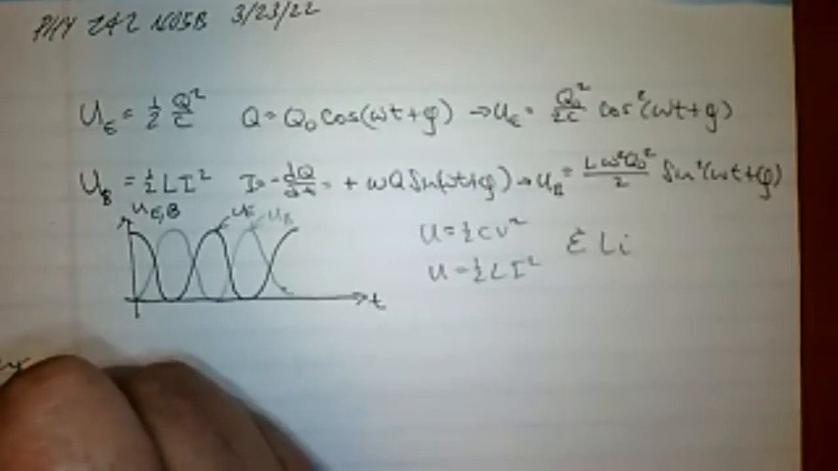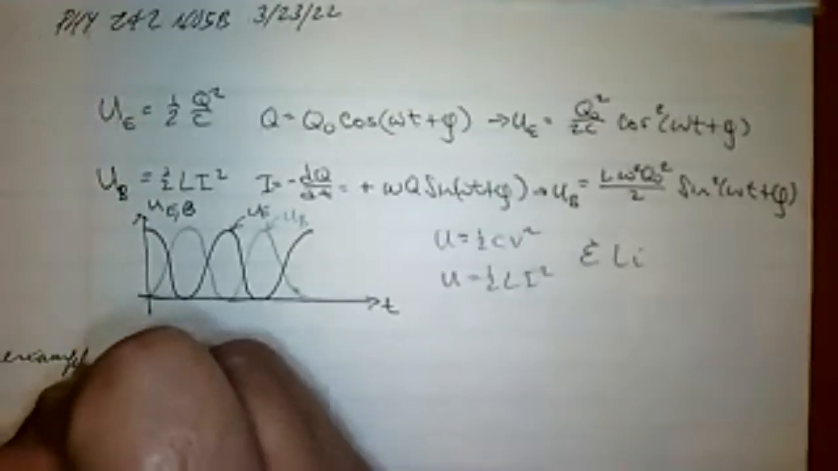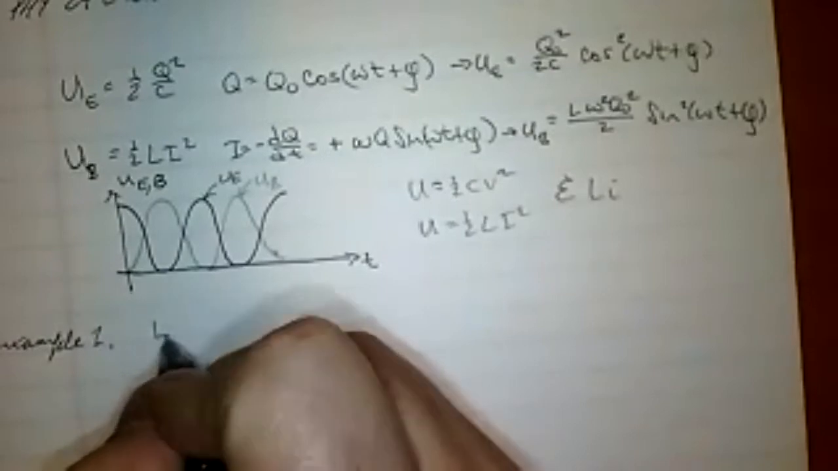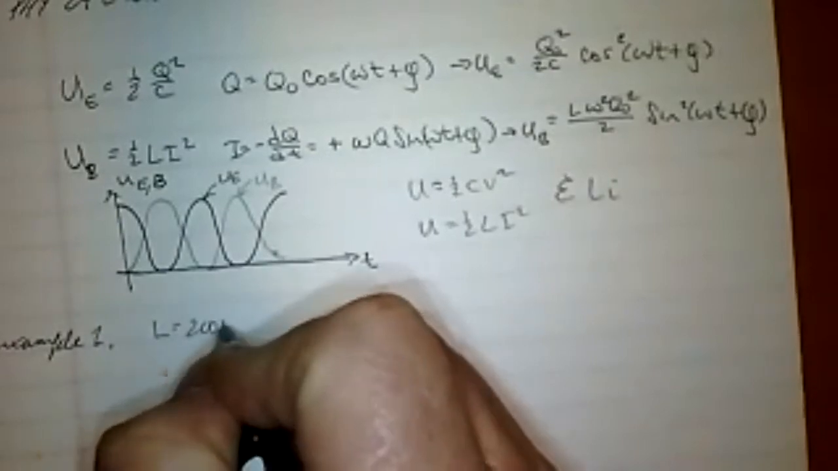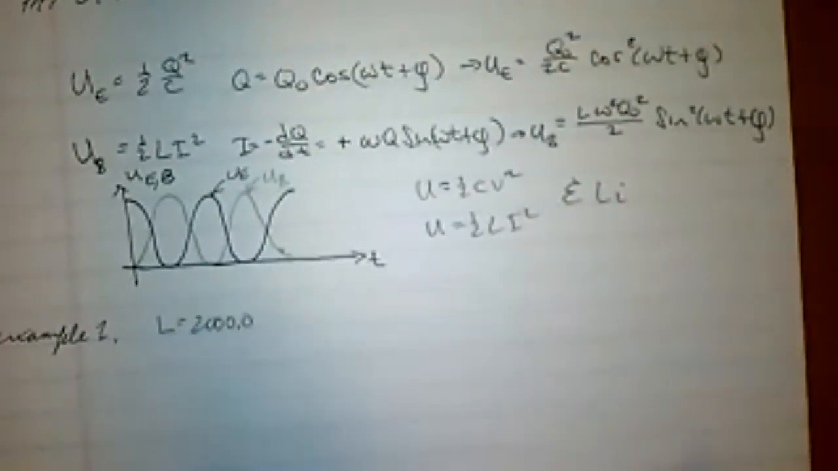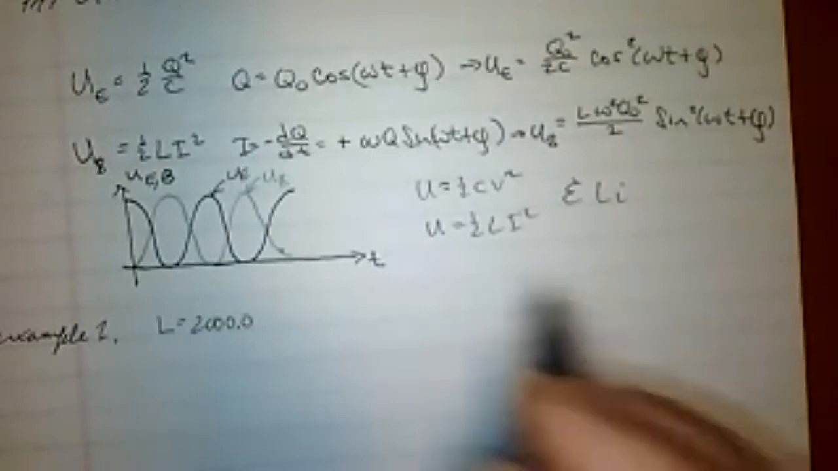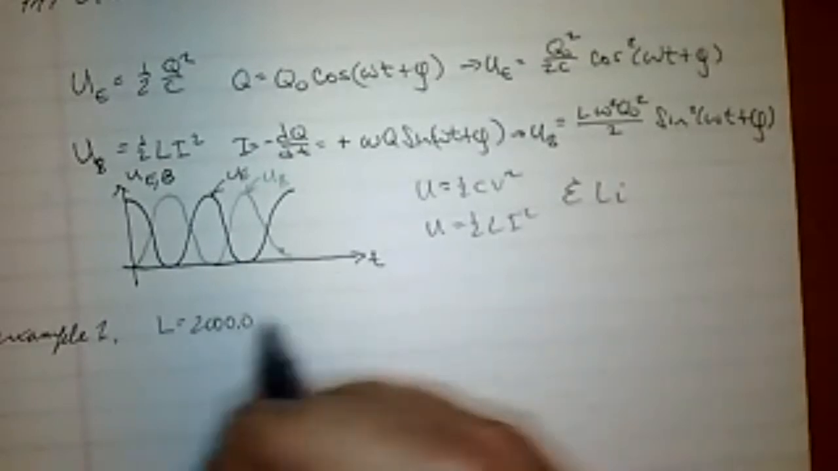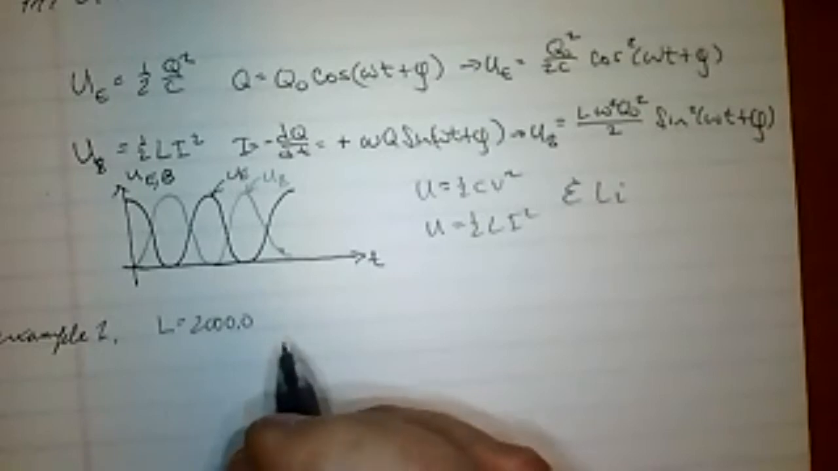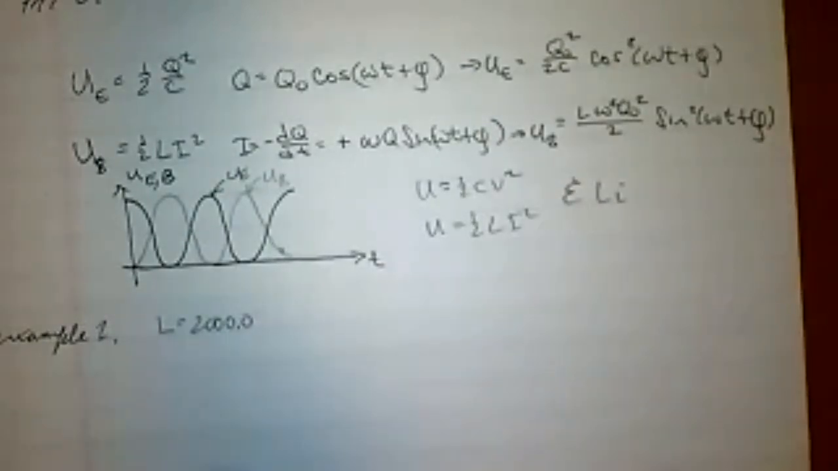So here's example 1. Let's imagine we have a 2000, and I'm going to put 0.0 there so we can make sure we know at least 3 sig figs are there. In fact, I've forced myself to make 5 sig figs. I didn't necessarily want to, but I wanted to use 2000.